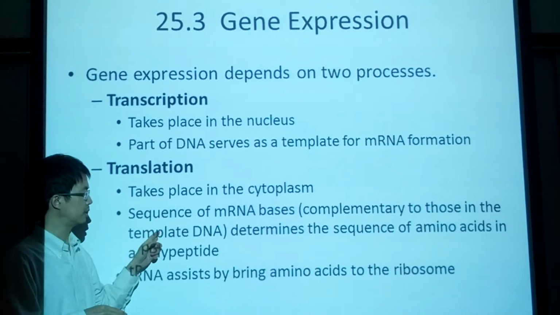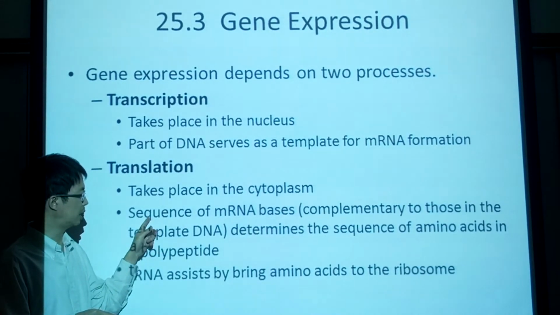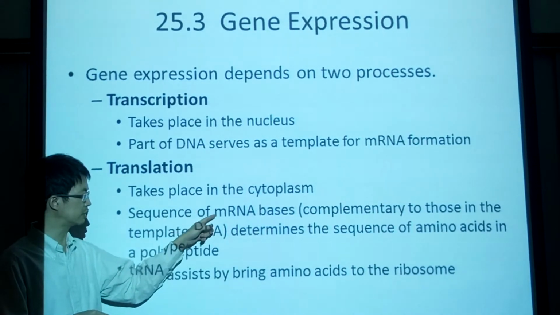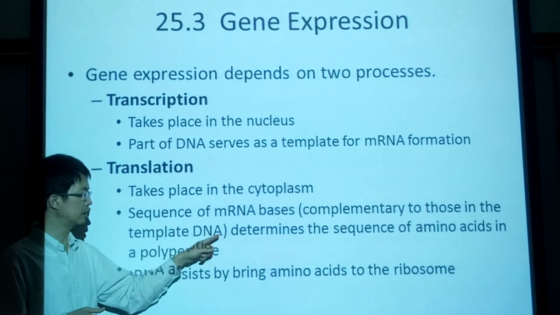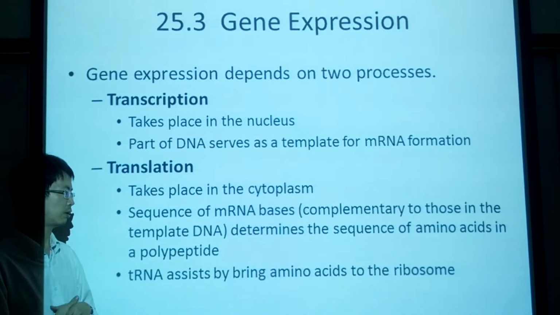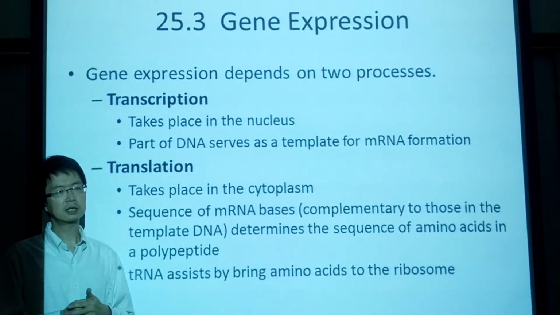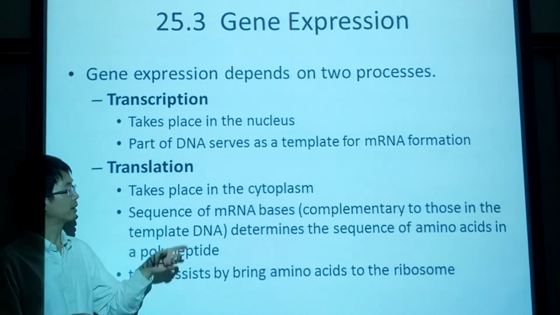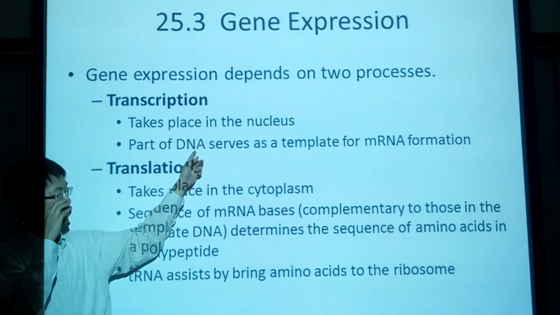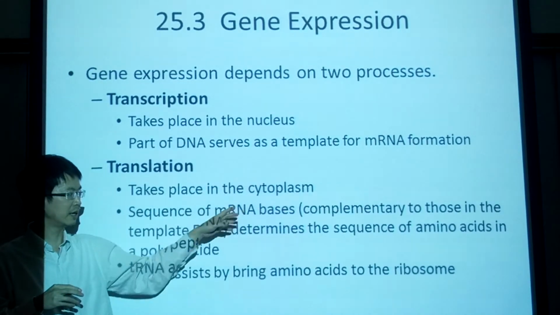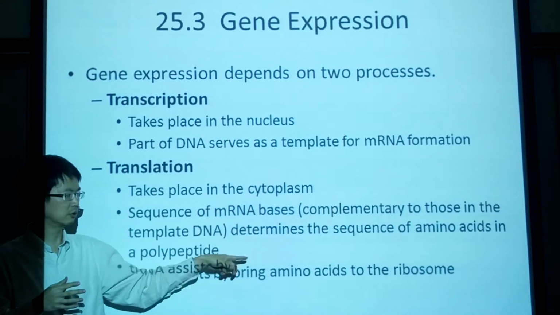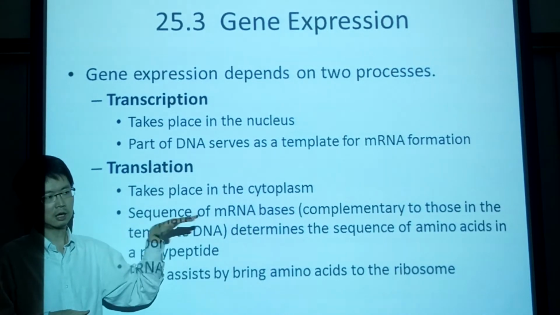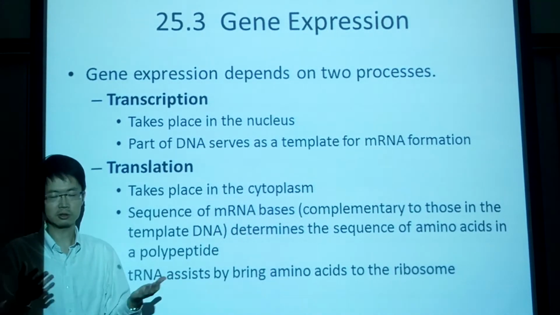And then in here it said that the sequence of mRNA bases, that means A, U, G, C, will determine the sequence of the amino acid in the polypeptide. So you may consider it's like in a spy movie. It is the original message, and then it is being transcribed into messenger RNA, and then you have to translate messenger RNA into protein sequence. So it is like two levels of encryption.